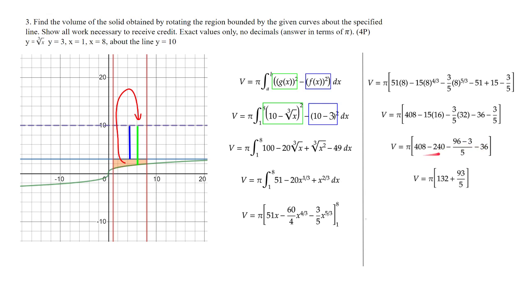Now we just combine all these three constant terms and we simplify the fraction, and we get pi times the quantity 132 plus 93 over 5. And finally, we just find the common denominator. Volume equals pi times the quantity 660 plus 93 over 5, and we get our final answer of 753 pi over 5.